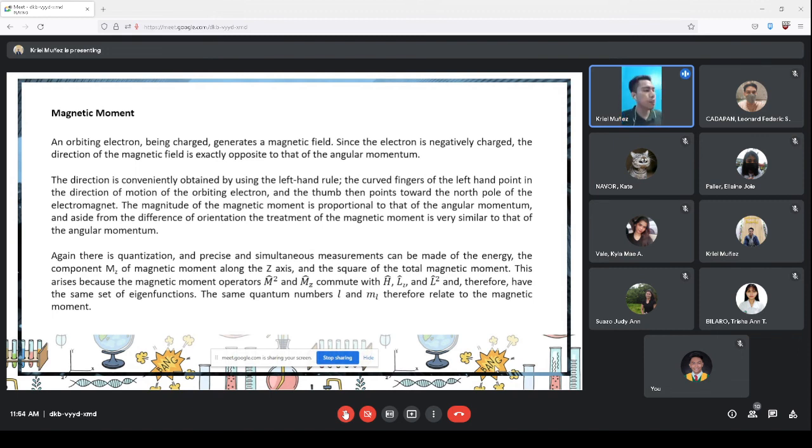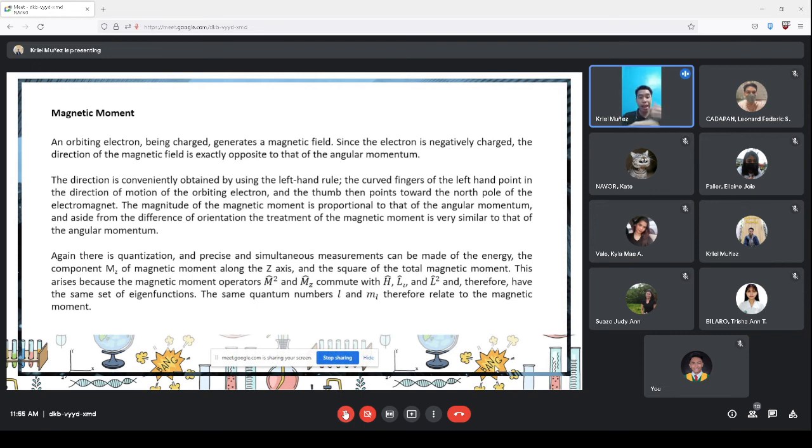Okay? So for this one, again, the magnetic moment: an orbiting electron, being charged, generates a magnetic field. Whenever you have any moving charged particle, of course there is a magnetic field. Since the electron is negatively charged, the direction of the magnetic field is exactly opposite to that of the angular momentum. Okay?